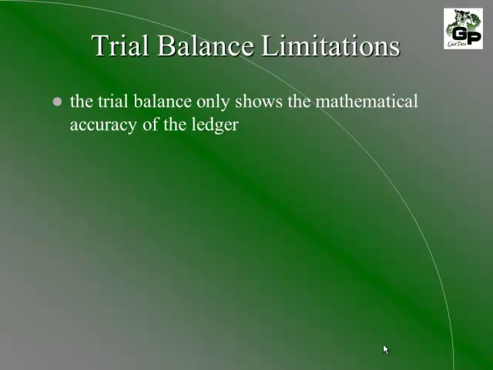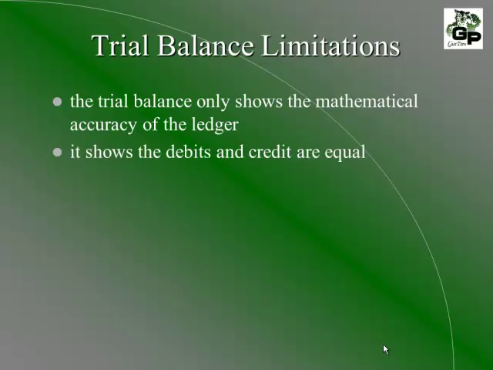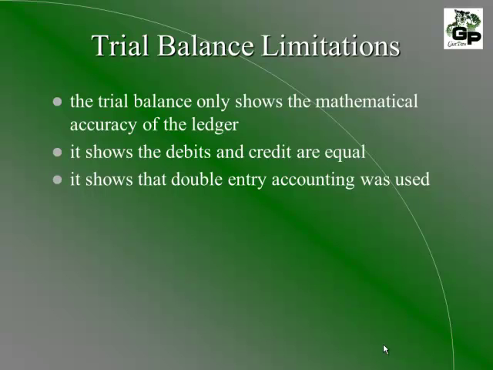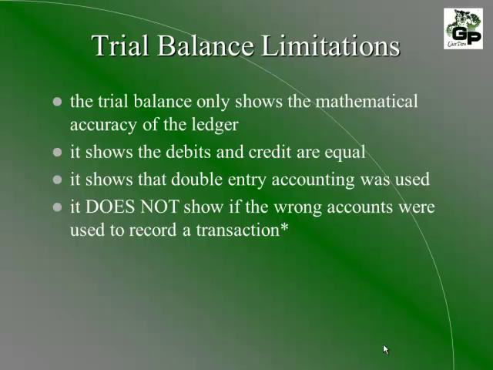There are some limitations for trial balances. They only show the mathematical accuracy of the ledger. It shows that the debits are equal to the credits. It shows that double entry accounting was indeed used. However, it does not show if the wrong accounts were used to record a transaction. You may have the right debit amount, but it may be in the incorrect account. And similarly, you may have the right credit amount, but it may be in the wrong account.